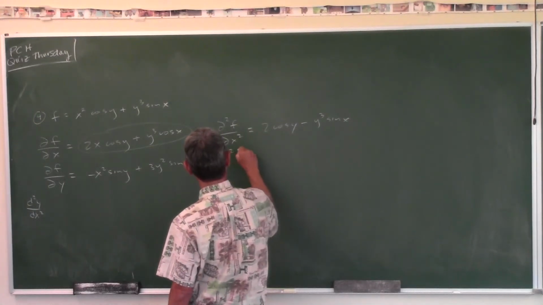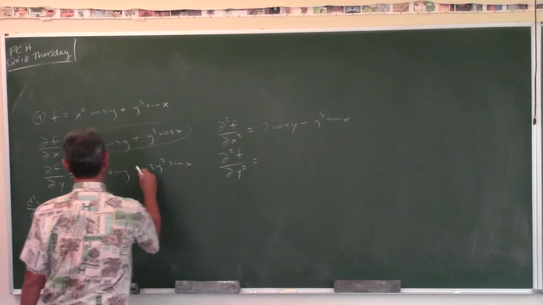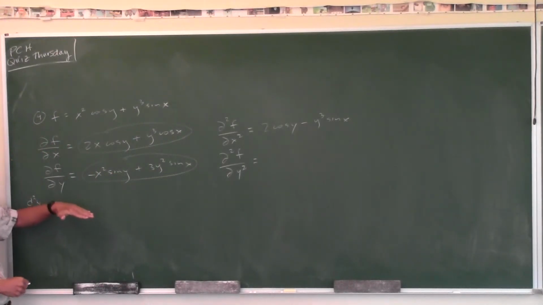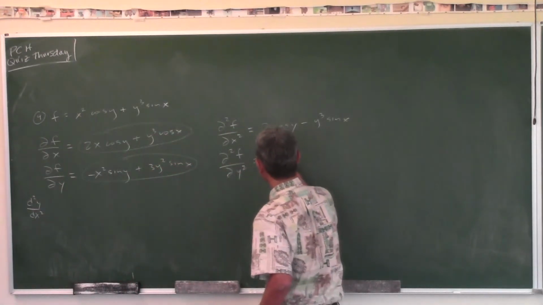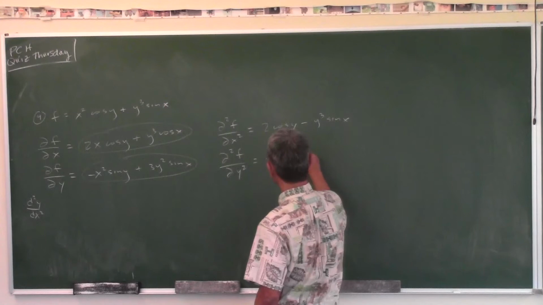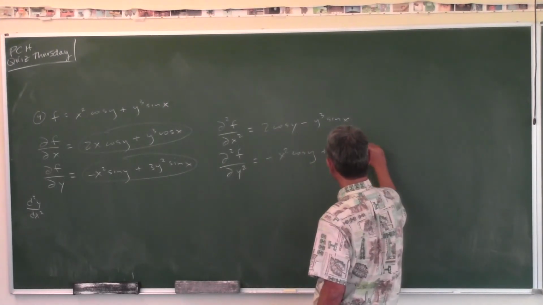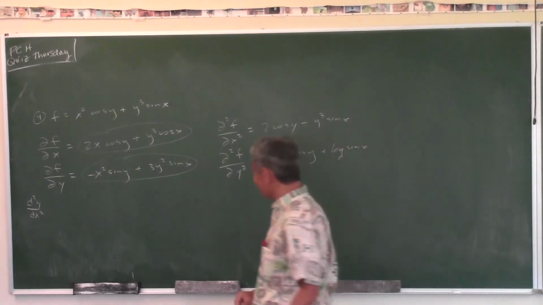What is the second partial of f with respect to y? So what you're gonna do is you're gonna take this and take it with respect to y again. Negative x squared cosine y plus 6y sine x.